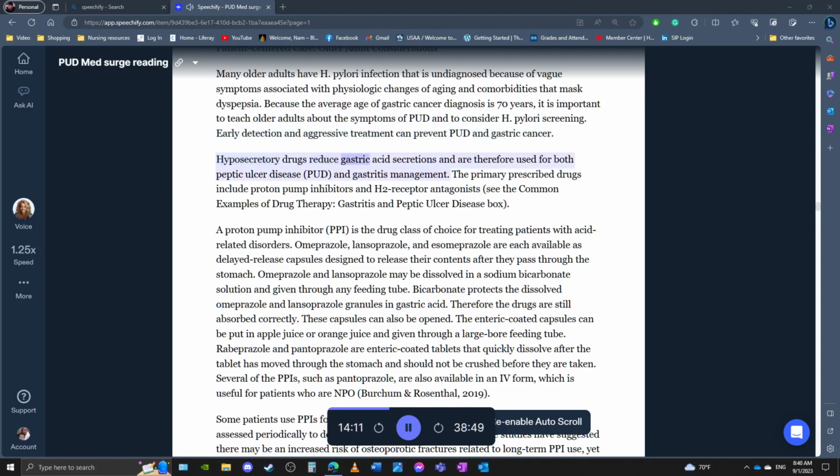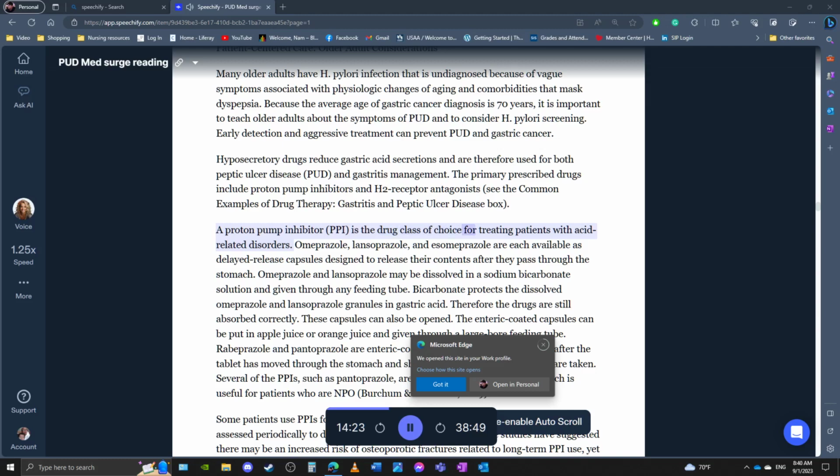Hyposecretory drugs reduce gastric acid secretions and are therefore used for both peptic ulcer disease and gastritis management. The primary prescribed drugs include proton pump inhibitors and H2 receptor antagonists. A proton pump inhibitor is the drug class of choice for treating patients with acid-related disorders. Omeprazole, lansoprazole, and esomeprazole are each available as delayed-release capsules designed to release their contents after they pass through the stomach. Omeprazole and lansoprazole may be dissolved in a sodium bicarbonate solution and given through any feeding tube. Bicarbonate protects the dissolved omeprazole and lansoprazole granules in gastric acid. Therefore, the drugs are still absorbed correctly.